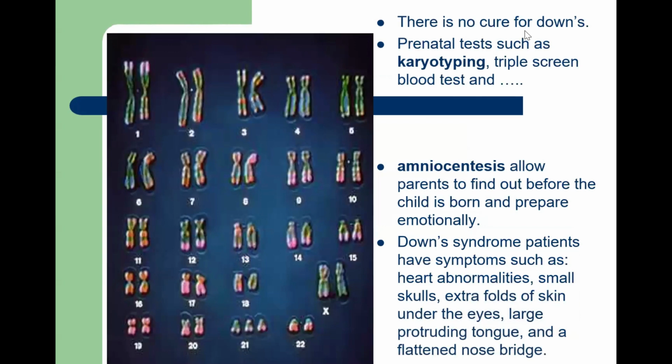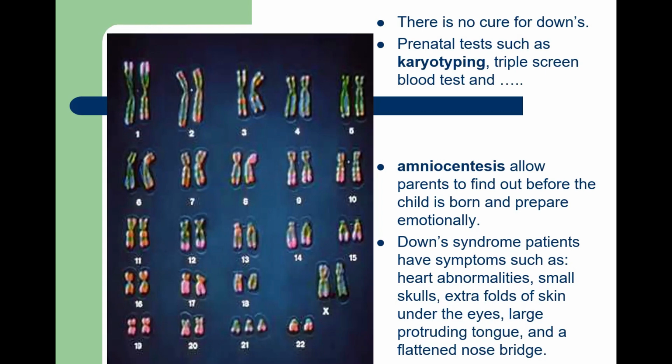And then there is no cure for Down syndrome, but you can test for the disease through what you call prenatal tests, such as karyotyping, triple screen, blood test, and many more. So these are the ways that you can test for the disease, which means that you can test whether a particular child is having Down syndrome or not.